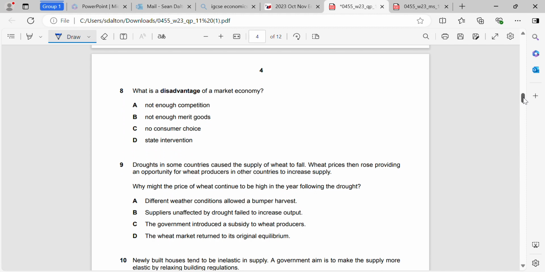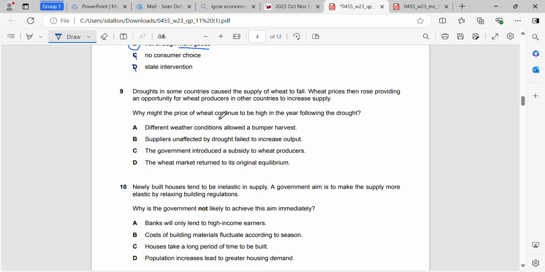Okay, what is a disadvantage of a market economy? So, not enough competition. Well, that's not true. A market economy creates competition. We can have a monopoly that exists, but it's not a general disadvantage unless a monopoly is stressed. State intervention is definitely not a disadvantage because it doesn't really happen. No consumer choice is again not a disadvantage because it doesn't really happen. So the only option to select is not enough merit goods. In a market economy, merit goods are undersupplied and underconsumed. Demerit goods are oversupplied and overconsumed.